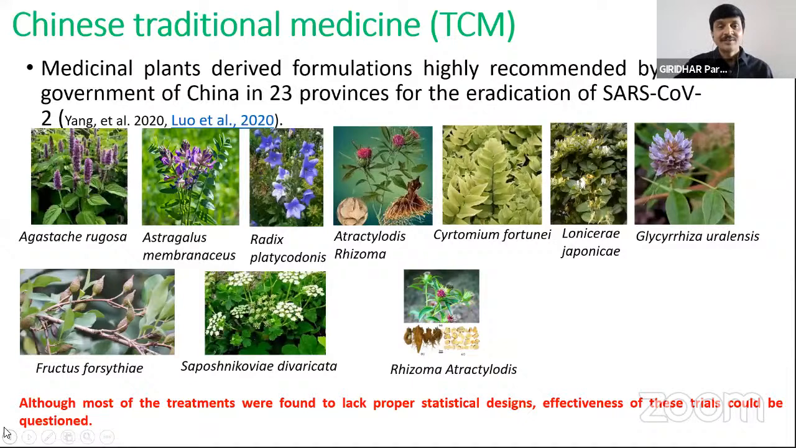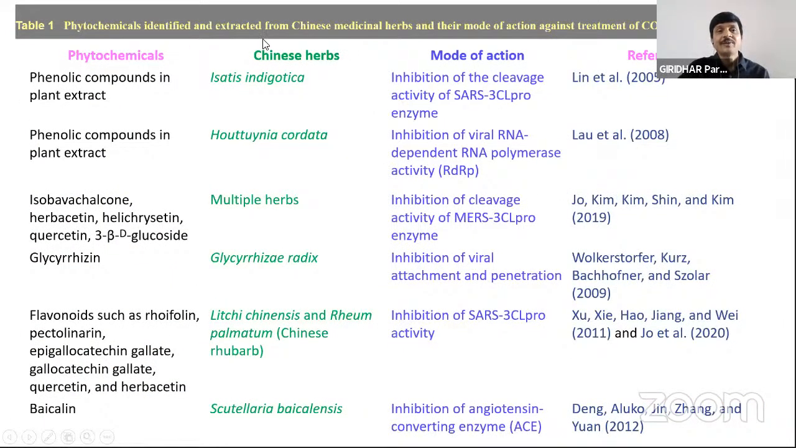Some of these plants, especially astragalus, is reported to stand fourth among the top five immunoboosters. Similarly, licorice, japonica, glycyrrhiza, fructus, and rhizoma astragalus, all these things were very well used in crude form. If you look at a glance at these phytochemicals identified and extracted from Chinese medicinal herbs and their mode of action against COVID-19, these on the left side are the phenolic compound plant extracts, like glycyrrhiza as I mentioned, and flavonoids such as baicalin, pectolinarin, and epigallocatechin gallate, all from these plants, shown to be very effective.